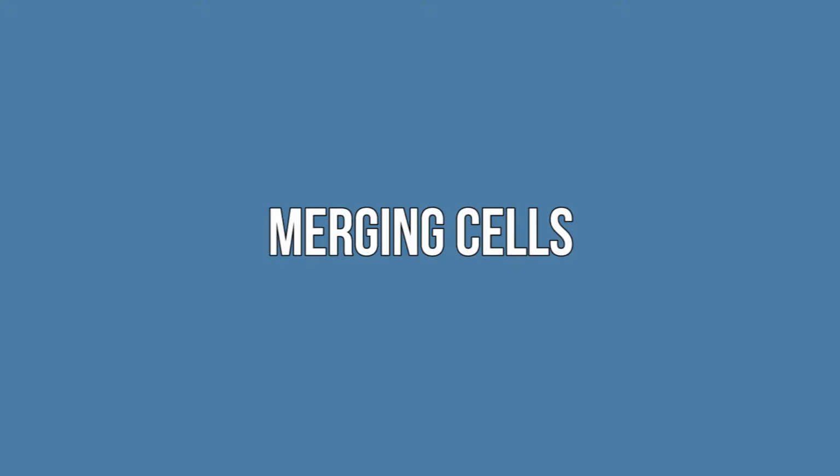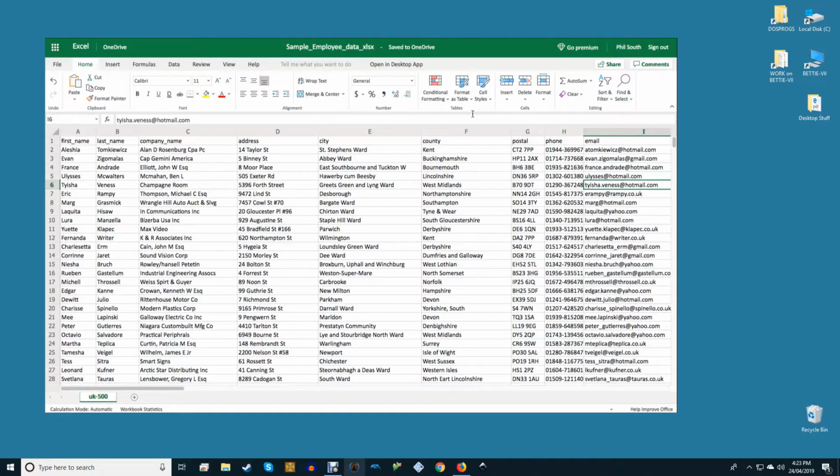Merging cells. You'll find the built-in merge options under the Home tab of Microsoft Excel. The merge options available are Merge and Center. This option merges cells into one and centers the text. However, only the text from the leftmost cell is kept.